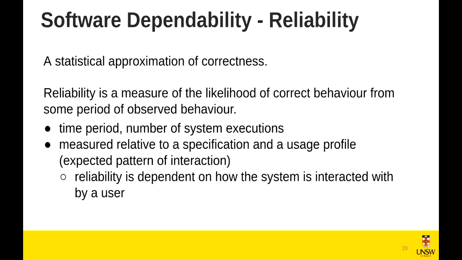So for example, for the counter of views for YouTube, if the number of executions is lower than the upper limit of the signed integer, it is correct. But if it exceeds the limit of signed integer, it went into errors. And it is measured relative to a specification and a usage profile.